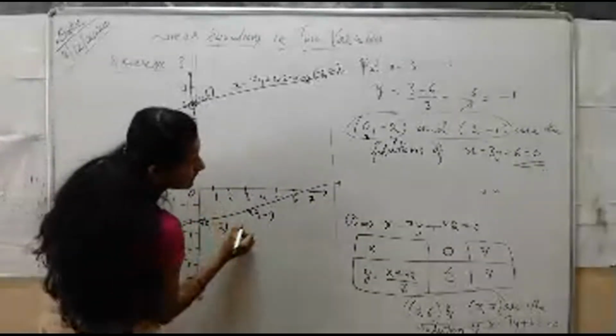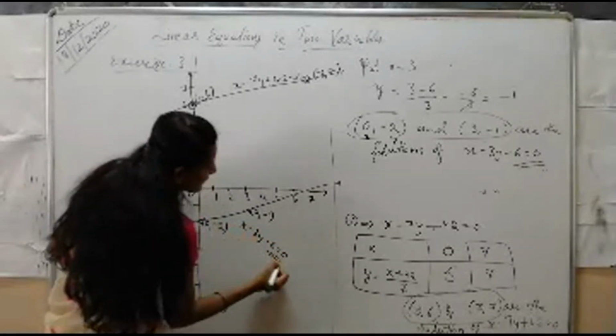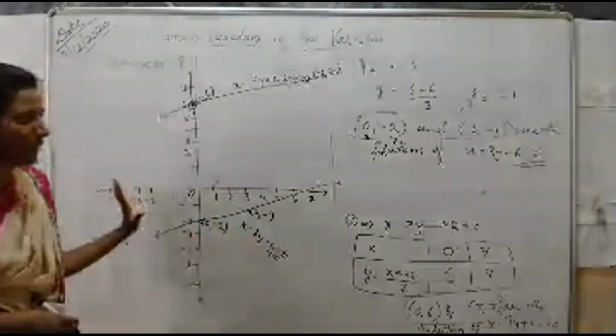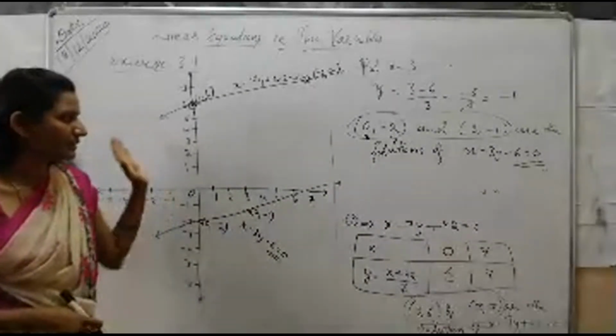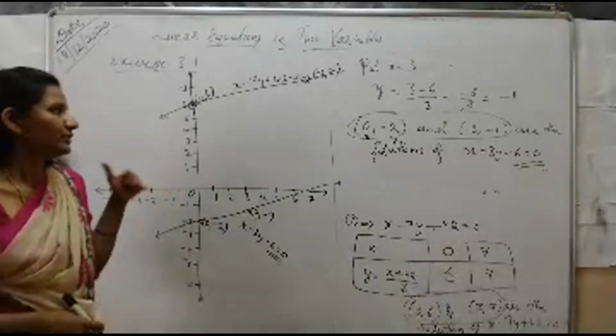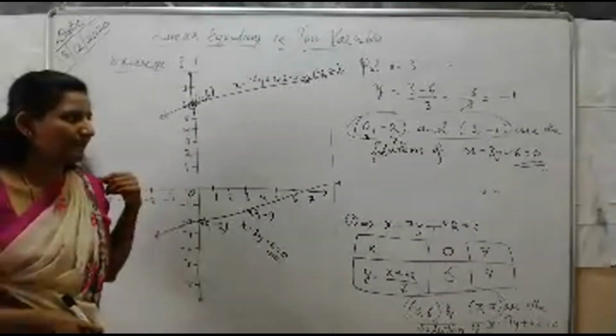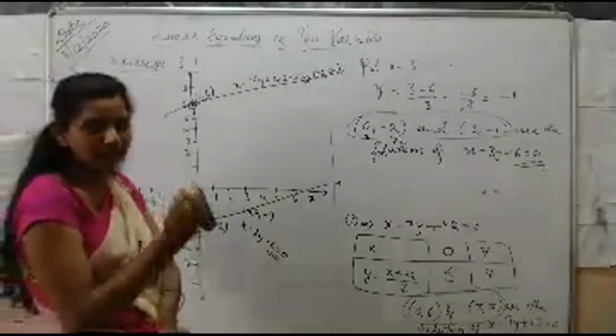So what is the equation here? x minus 3y minus 6 is equal to 0. So this finishes the problem. Understood? All problems are like this. This is the graph. Understood? So next, take the second problem. Shall I erase?